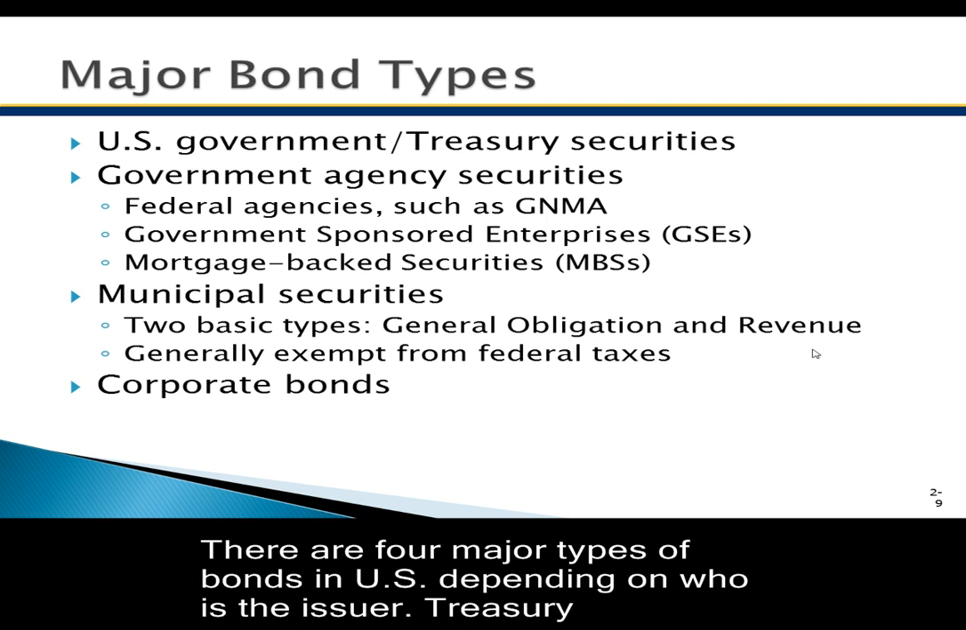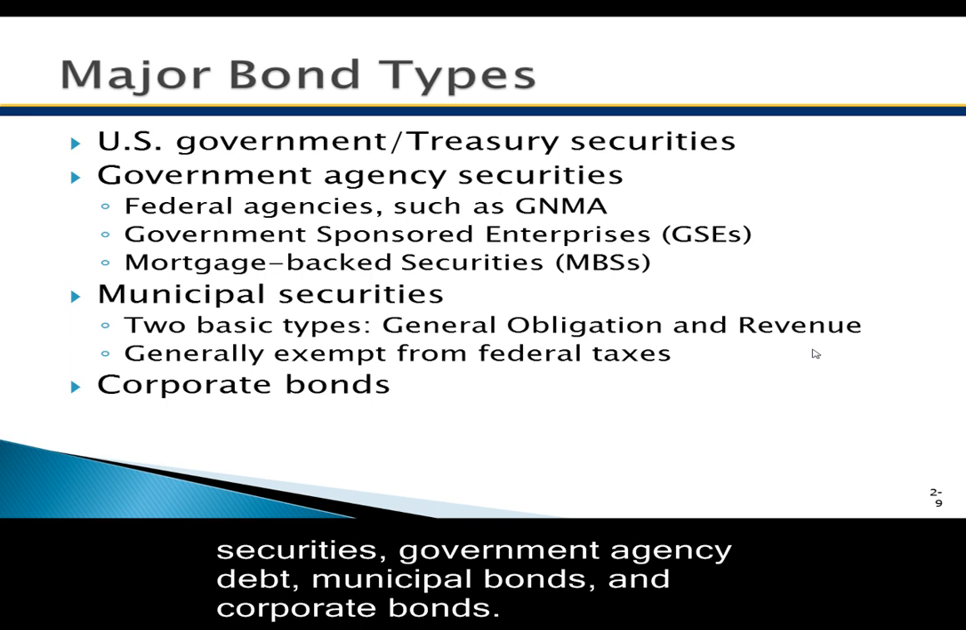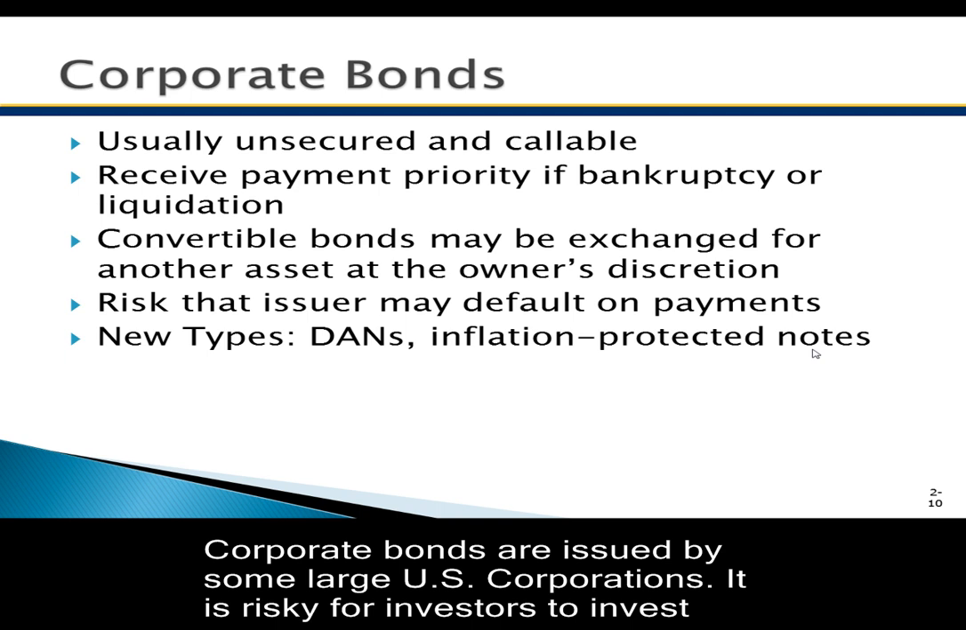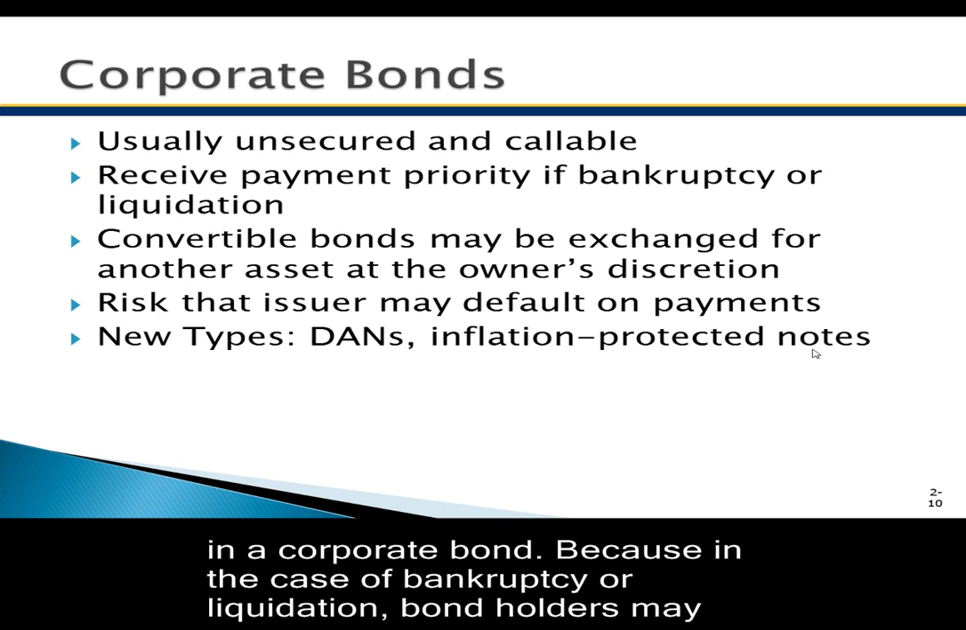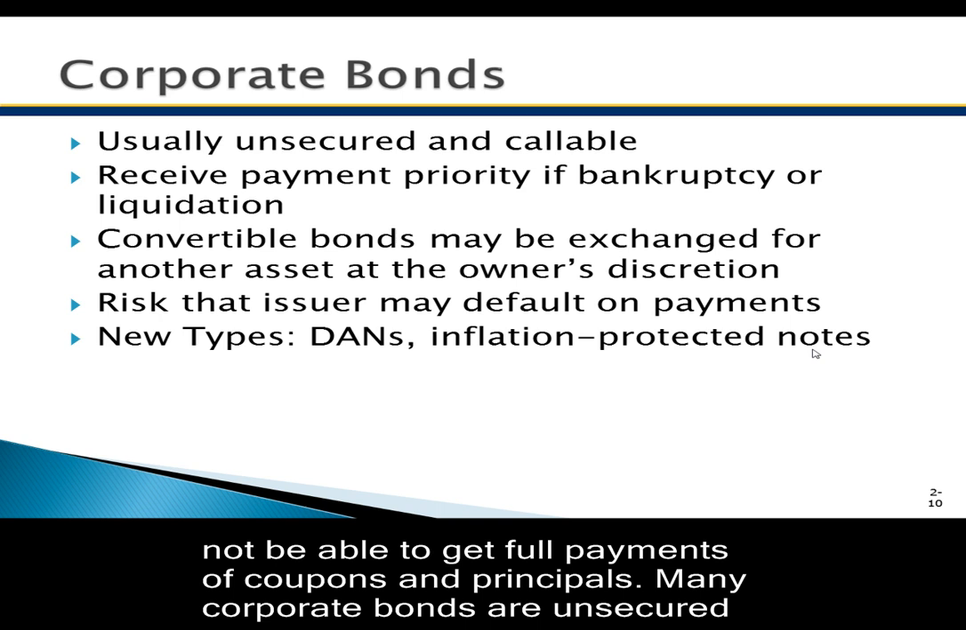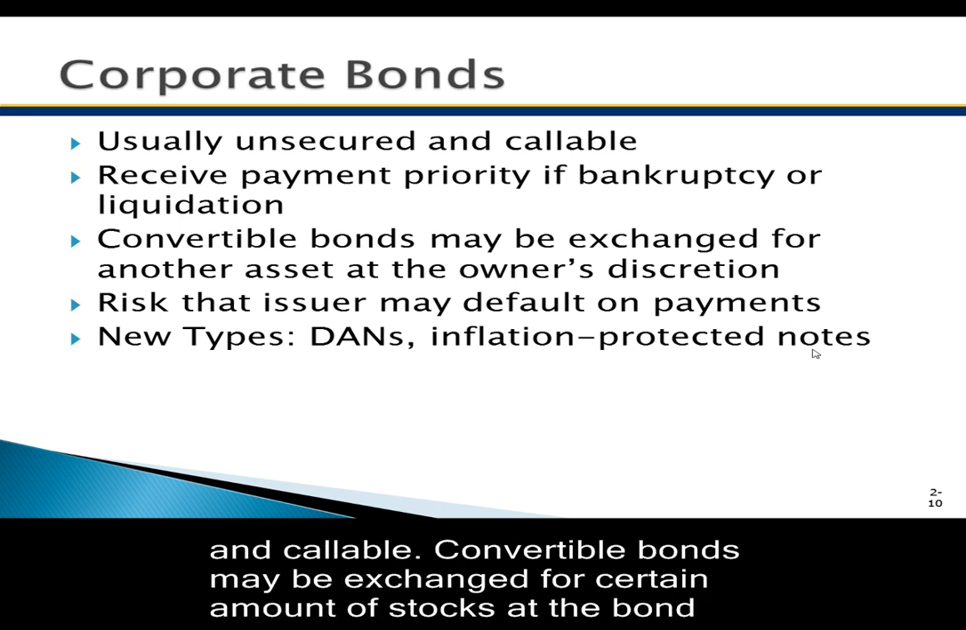There are four major types of bonds in the U.S., depending on who is the issuer: Treasury securities, government agency debt, municipal bonds, and corporate bonds. Corporate bonds are issued by some large U.S. corporations. It is risky for investors to invest in a corporate bond because in case of bankruptcy or liquidation, bondholders may not be able to get full payments of coupons and principals. Many corporate bonds are unsecured and callable.